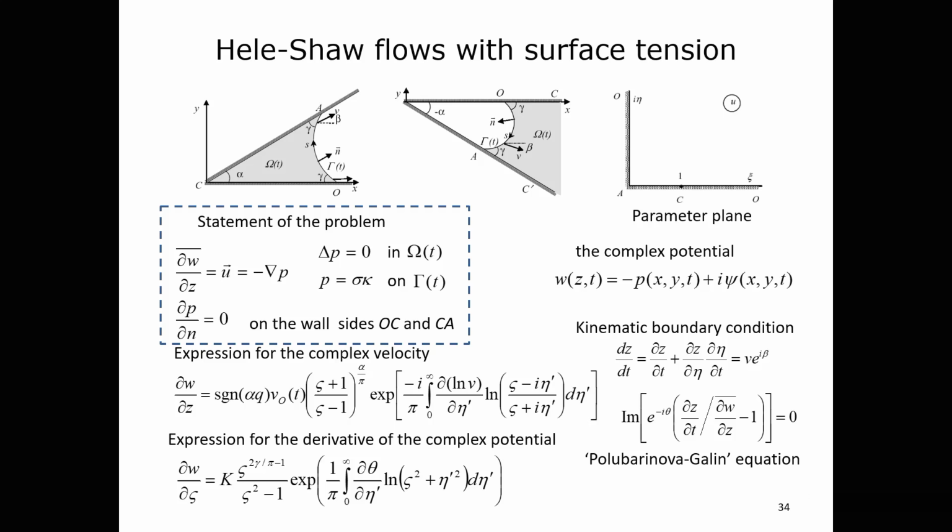So we introduce a complex potential and apply the integral hodograph method to derive the complex velocity and the derivative of the complex potential. Also, considering kinematic boundary conditions, we can derive the Polubarinova-Galin equation in a more general form. Next slide, please.